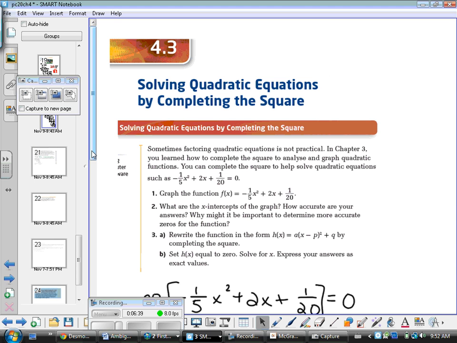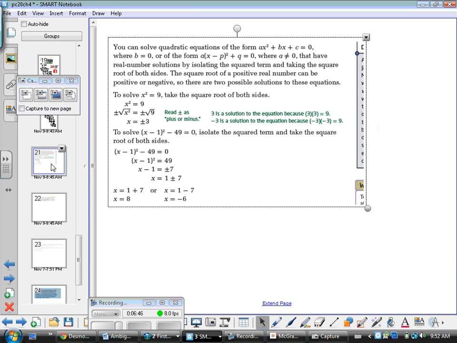So let's see, how much more do I want to do in this lesson? Okay, it just asks us to graph it, so that's good for that part. We'll take a look at what it says here. You can solve quadratic equations of the form ax squared plus bx plus c, where b doesn't equal 0, or where b does equal 0, or if you write them in vertex form, by completing the square.